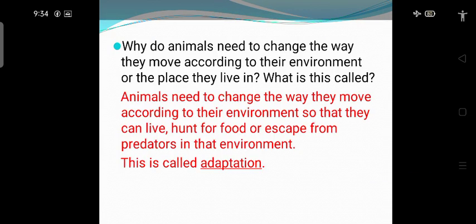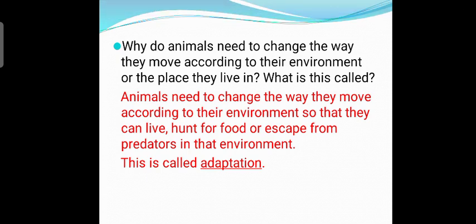Now, why do animals need to change the way they move according to their environment or to the place they live in? What is this called? Students, I am going to introduce here the new term, that is adaptation. The animals need to change the way they move according to their environment so that they can live, hunt for food or escape from the predators in that environment. And this is called adaptation.